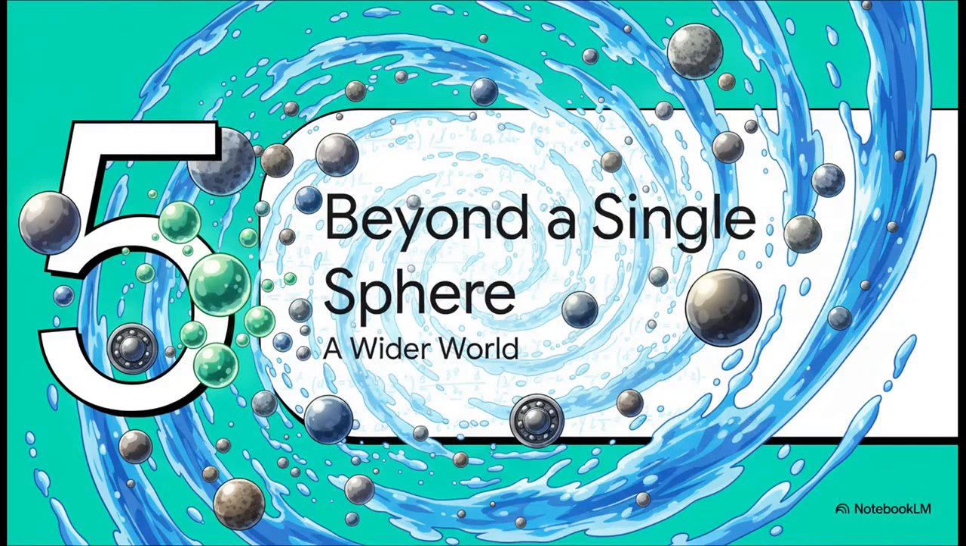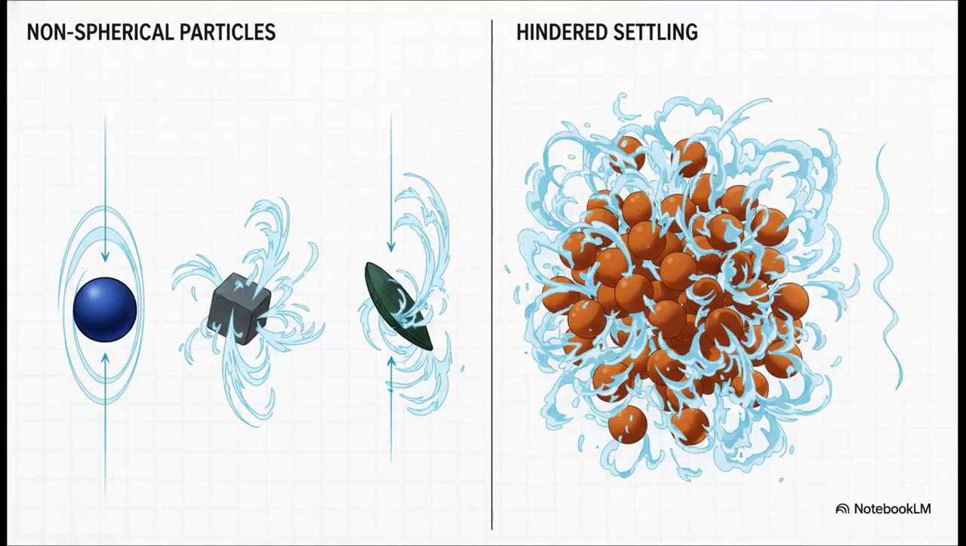Okay, so up to this point, we've only been talking about one perfect, lonely little sphere. But let's be honest, the real world is a lot messier than that. So let's zoom out a bit and see how these ideas play out in a wider world. For example, what happens if your particle isn't a perfect ball? What if it's shaped like a little cube or a flake, like our snowflake from the beginning? Well, it's okay. We've got a fix for that. We just plug a shape factor into our equations.